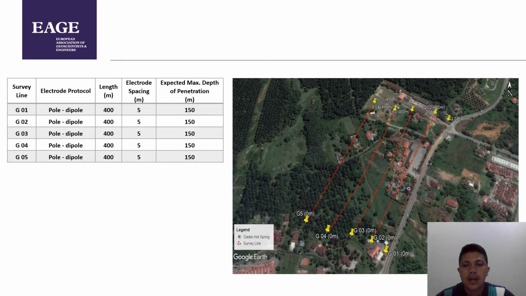Okay, this is the survey line at the Gadek hot spring. So we have 5 survey lines, with 0 meter on the left and the north section at 400 meter. And this is a summary of the 5 survey lines using the pole dipole protocol, and the expected maximum depth of penetration is 150 meter depth.